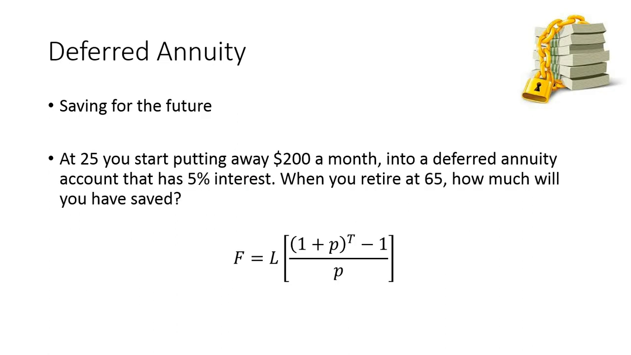Deferred annuity. Now, a deferred annuity is something that you do to put money away to save money and get a lump sum at a later date. So you're putting money away to get more at the end of the term, and you're going to get the money at the end. So it's saving for the future.